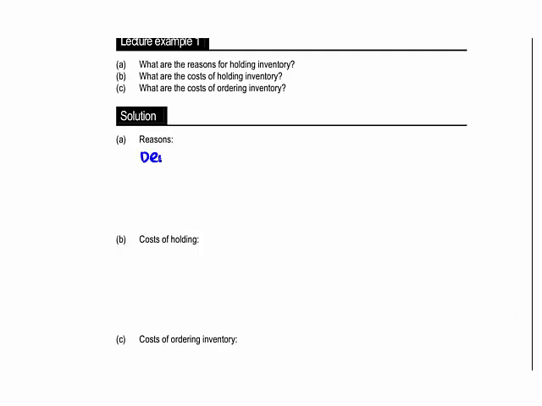So the first one is in case I want a cup of tea, so to basically ensure that demand can be met and that there won't be any stock outs.